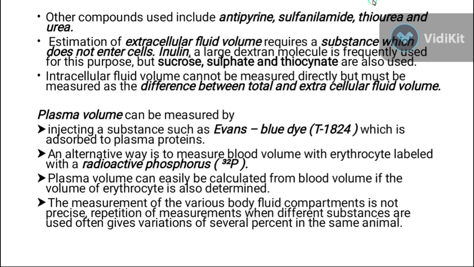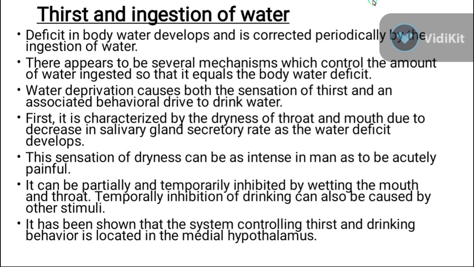Plasma volume can be measured by injecting a substance such as Evans' blue dye, T-1824, which is adsorbed to plasma proteins. An alternative way is to measure blood volume with erythrocytes labeled with radioactive phosphorus, 32P. Plasma volume can easily be calculated from blood volume if the volume of erythrocytes is also determined. The measurement of the various body fluid compartments is not precise. Repetition of measurements when different substances are used often gives variations of several percent in the same animal.